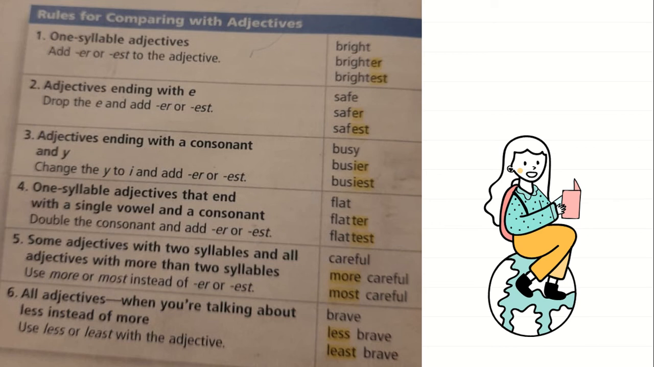Flat, flatter, flattest. Some adjectives with two syllables and all adjectives with more than two syllables, use more or most instead of ER or EST. Careful, more careful, most careful. All adjectives, when you are talking about less instead of more, use less or least with the adjective. Brave, less brave, least brave.